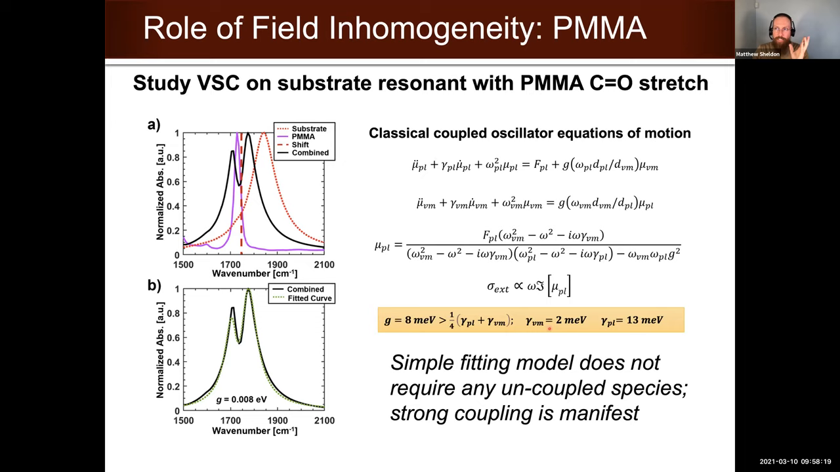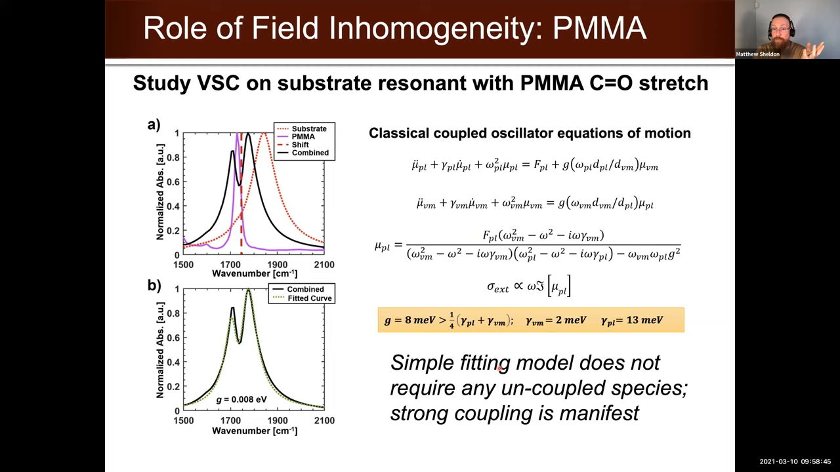I can talk about this more if there's interest. But what's important to emphasize here is that this fitting does not require any species that are uncoupled. This is assuming one coupling constant and the entire ensemble of molecules, at least that we can measure in the far field, is participating in the coupling with the same coupling strength, at least within this simple physical picture, which is a little weird given what I showed you about the field inhomogeneity.